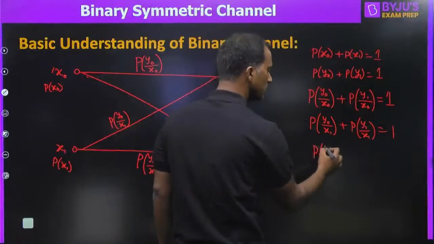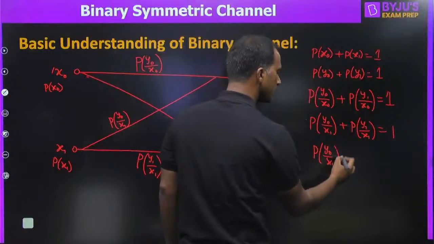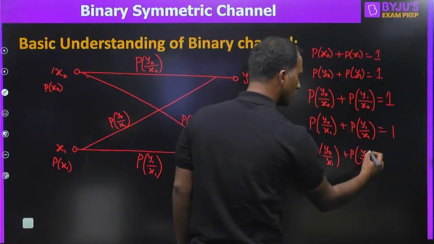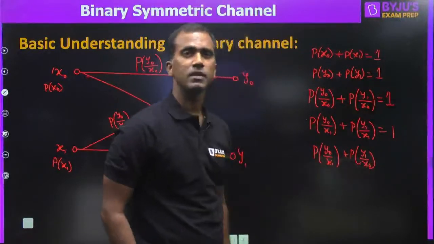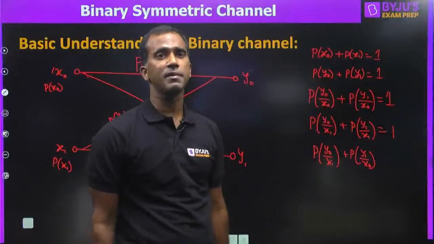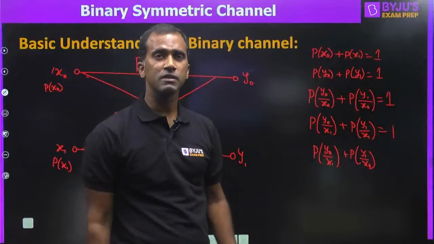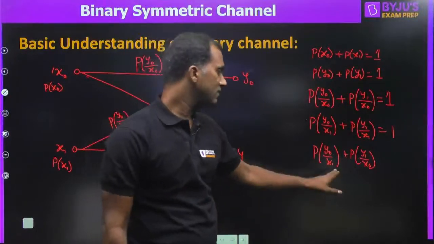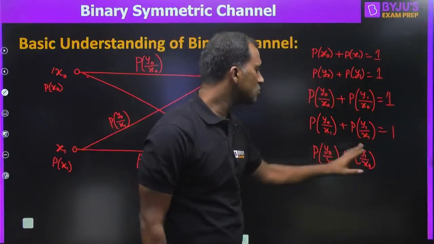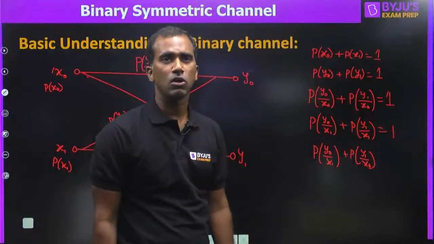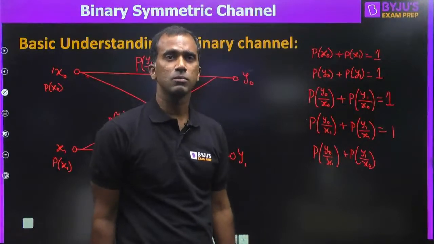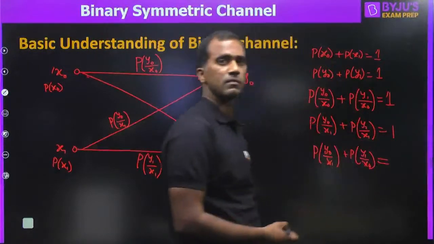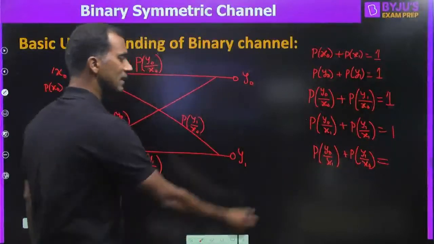If somebody asks you P of y naught given x1 plus P of y1 given x naught, here the condition is not the same. If the condition is not the same, this need not be 1. Sir, is there no chance it will be 1? It may be 1 sometimes, but we can't guarantee because the condition is different. Mostly it will not be 1. So there is no point of writing this.